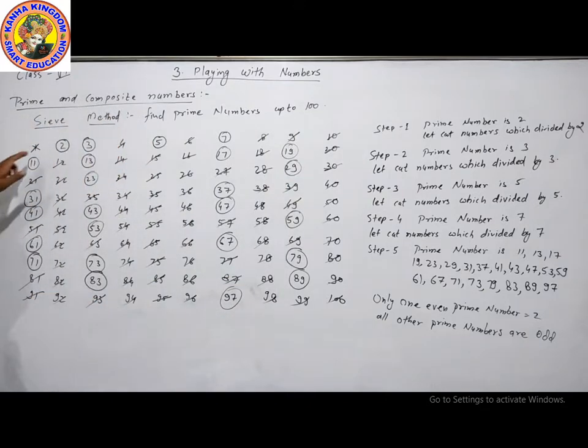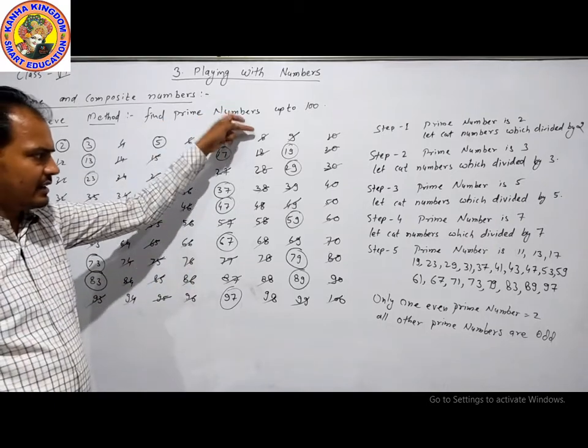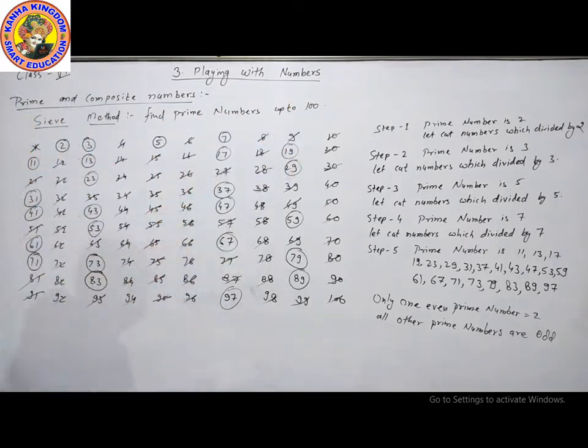So 1 will be cut, the next number is 2, so 2 is our prime number. We can cut all the numbers which can be divided by 2, this 4 and this 6 and these 8 and these 10 and these. Now our next number is 3. So we will cut the numbers which can be divided by 3: 6, 9, 12, 15, 18, 21, 24, 27, 30, 33, 36, 39 and so on.